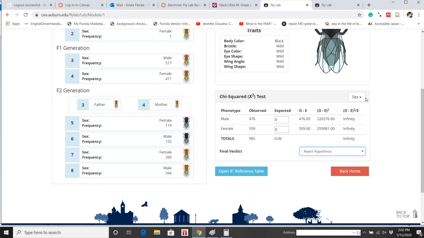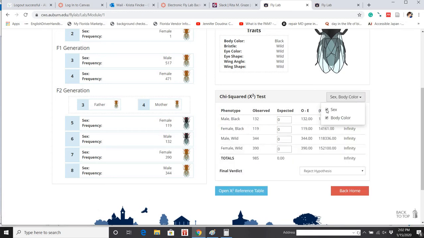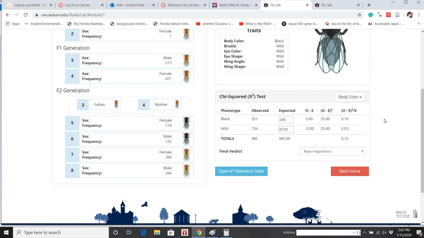Now the FlyLab is going to default it to sex. That is not the trait we're interested in. So we want to change it to body color first and foremost. And it's neat because it'll tell you how many you observed of each type and the total. Now, what you have to do is fill in the expected. So how would we figure out how many flies we would expect of a black body type and how many flies would we expect of a wild body type?